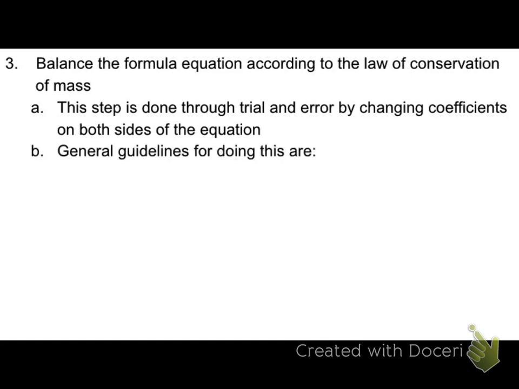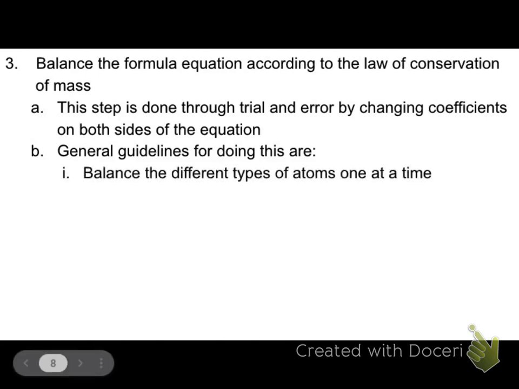Because changing something on one side of the equation often changes more than one atom, like with water, we changed the number of oxygens, but we also changed the number of hydrogens while we were at it. There are some guidelines you can follow to help you simplify the process of adding coefficients. Okay? Step 1, balance the different types of atoms one at a time. So try to get one atom balanced before you move on to a new atom. Okay, we worked to get the oxygen balanced, and then we worked on the hydrogen.